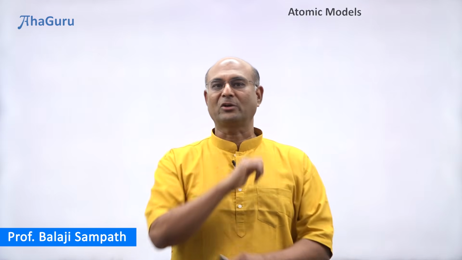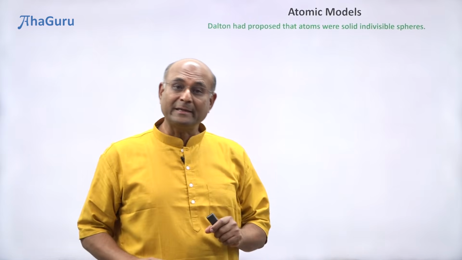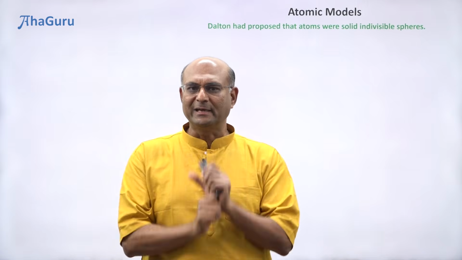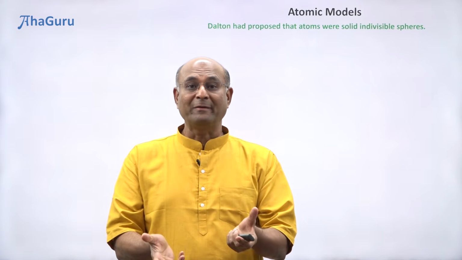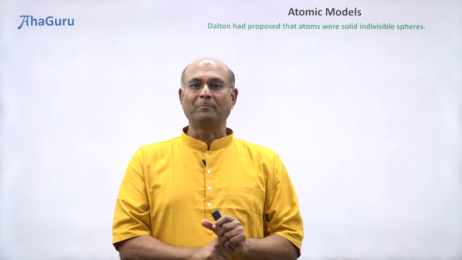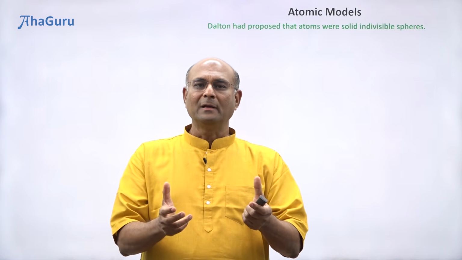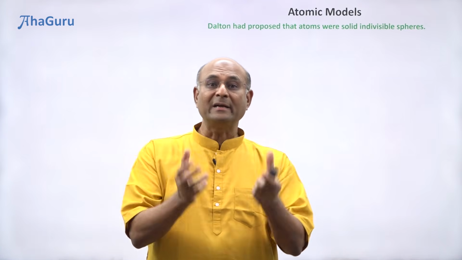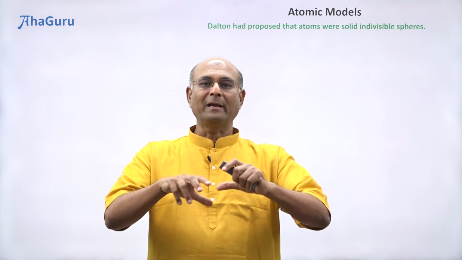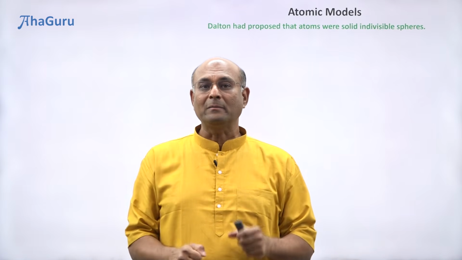Hi, we are now going to learn about the internal structure of the atom. The modern atomic theory began with Dalton. Dalton proposed that atoms were tiny solid spheres that could not be broken. They were unbreakable, indivisible. Now, if something is unbreakable, then you don't have to worry about the internal structure, right? You don't have to worry about what is going on inside because it can't be broken.